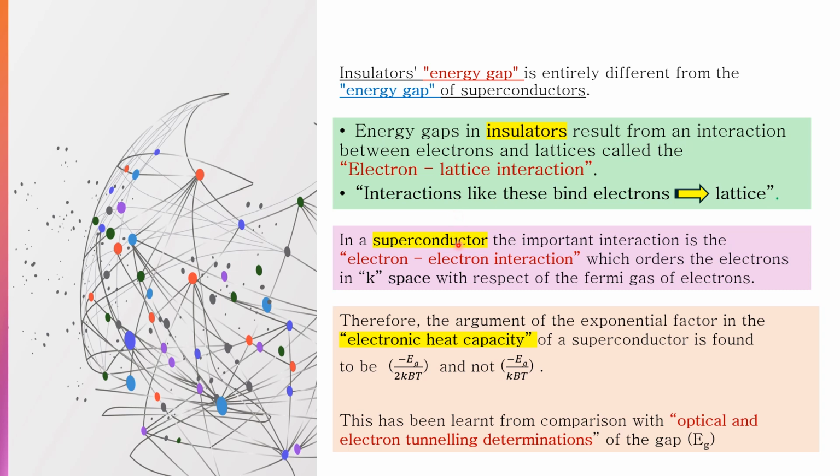Vice versa, in the superconductor the band gap means an electron-electron interaction which orders the electron k-space with respect to the Fermi gas of electrons. Therefore, the argument of the exponential factor in the electronic heat capacity of a superconductor is found to be minus Eg divided by 2kBT, and not minus Eg by kBT. The only difference is the 2 in the denominator. This has been learned from the comparison with the optical and electron tunneling determinations of the energy gap.